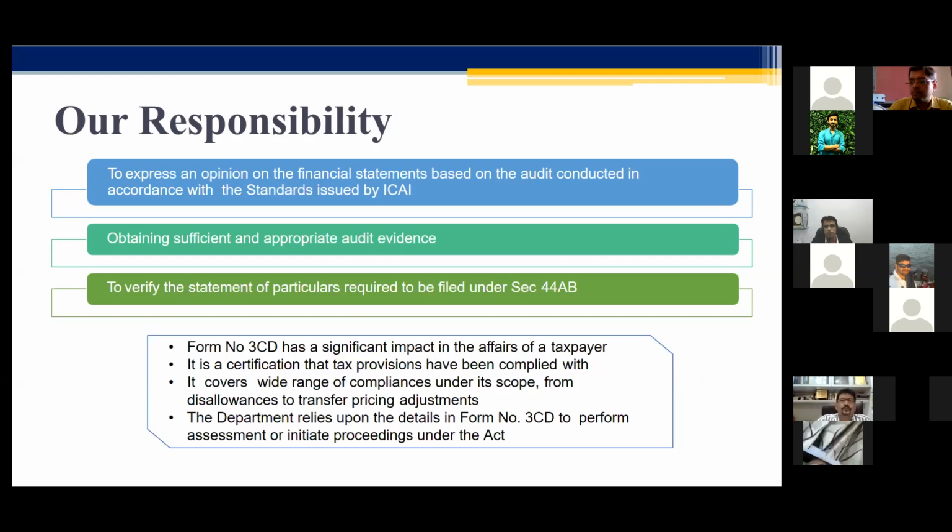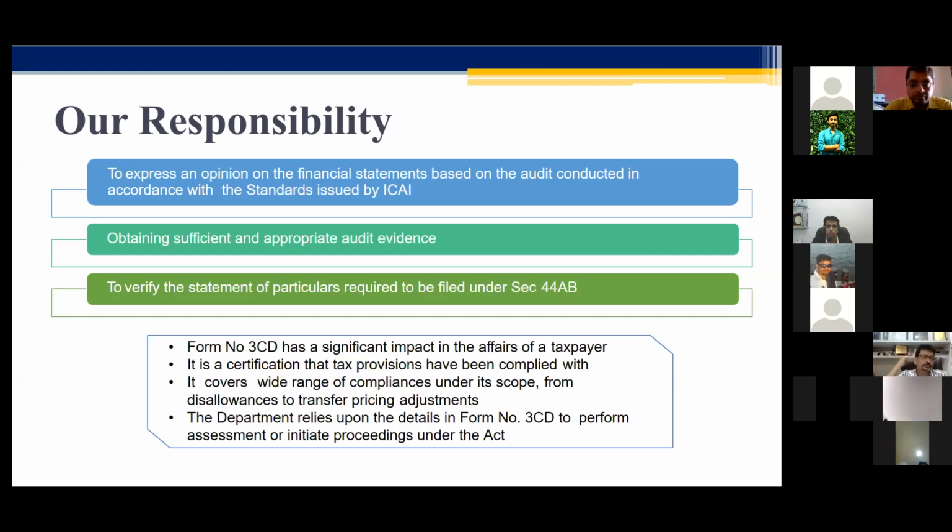We have to express an opinion on financial statements based on audit conducted in accordance with standards issued by ICAI. So we have to express an opinion on financial statements. Obviously, if I'm not doing statutory audit, there is no statutory audit required, I am the only person who is certifying the financial statements. So when I'm certifying the financial statements, our responsibility is to ensure that financial statements are drawn in accordance with the standards issued by ICAI.